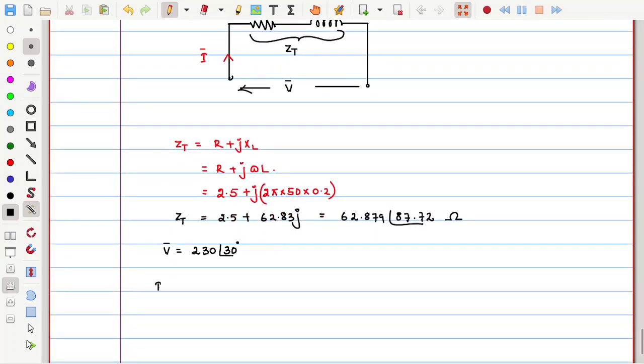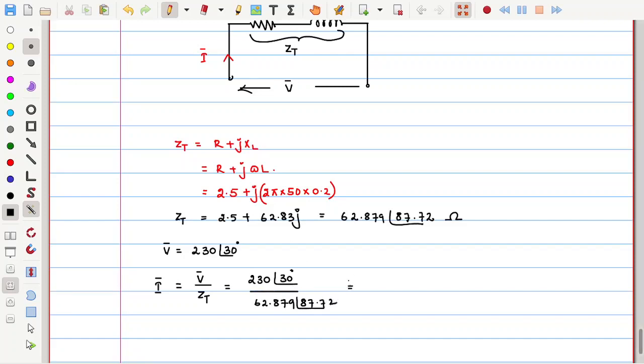Now what I need is the current. So can I say current is V by ZT? Simple thing. So V is 230. Usually we have 0 degree, but here it is given as 30 degrees. So no issue, whatever it is given, we take that. So divided by ZT, which is 62.879 at an angle of 87.72.